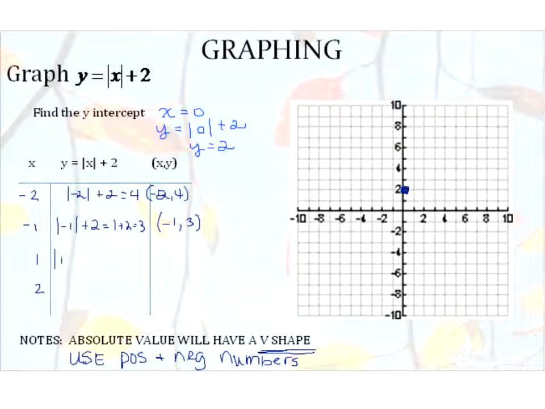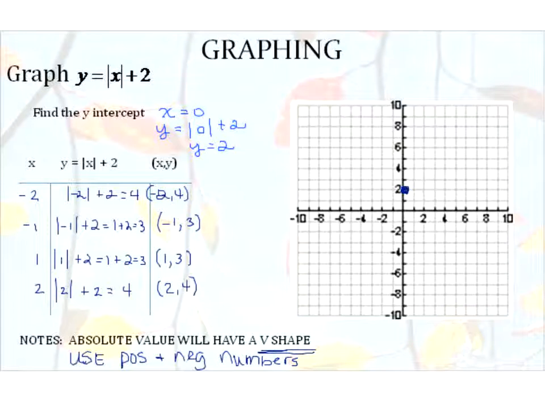Putting 1 in, we have the absolute value of 1 plus 2, which is 1 plus 2, which is 3. So I get (1, 3) as a point on my graph. And putting 2 in gives me 2 plus 2, which is 4. So this should be enough points to help us see what this is going to look like.